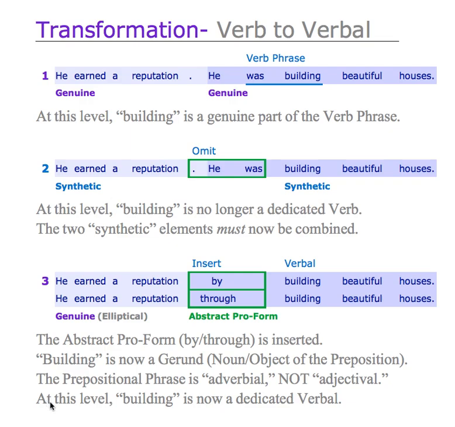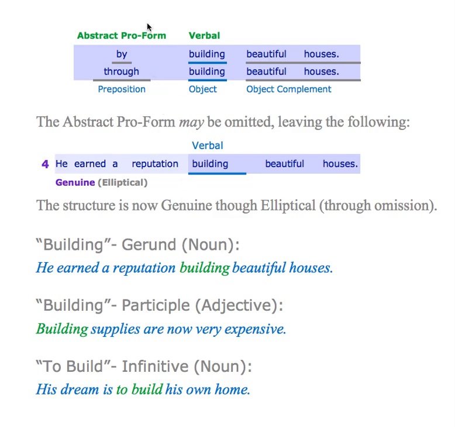See, now at this level, building is now a dedicated verbal. It's now officially a verbal. And that's what happened in the mind and the brain, whether we like it or not. All this stuff goes on. And I seem to be the only one talking about it, but I think it works. I could be wrong. All right? So your abstract proform can be by or through, in this example. It is functioning as a preposition. That's what it is, a preposition.